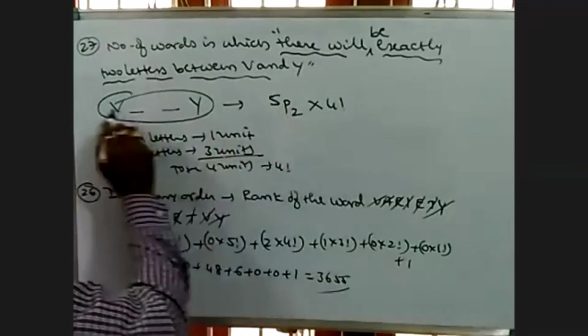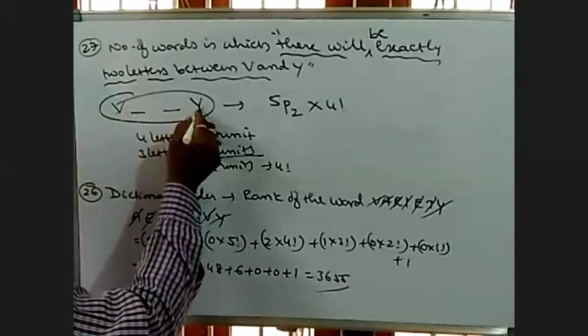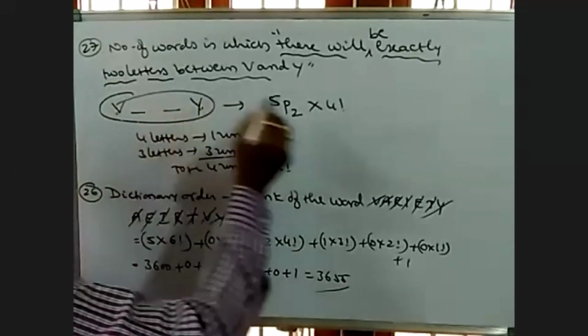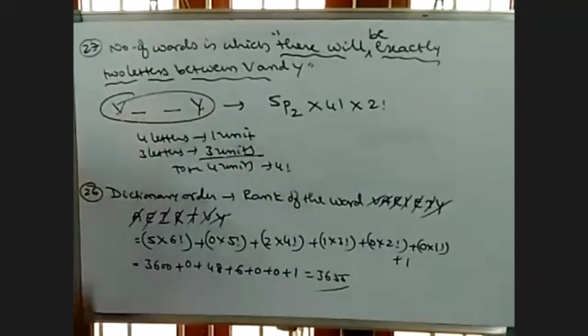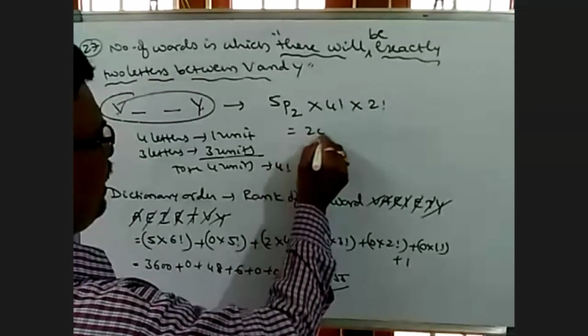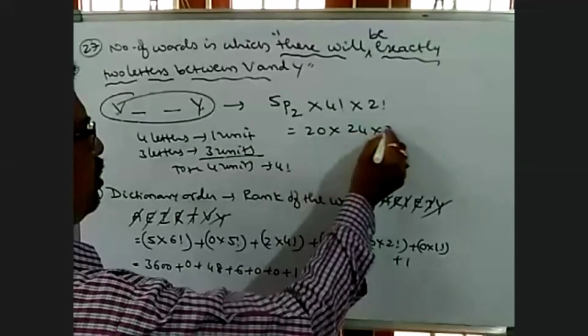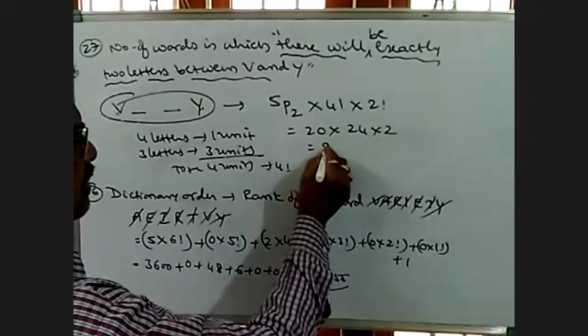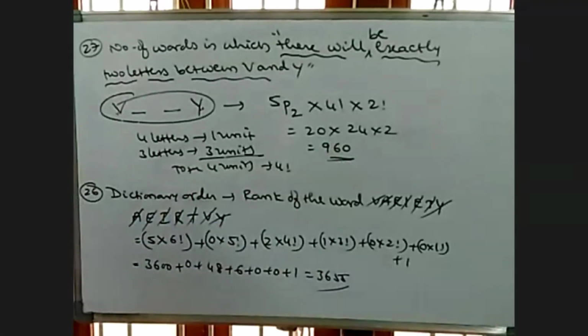And also, V and Y can be interchanged: V here, Y here, otherwise Y here, V here. That can be done in 2 factorial ways. So V and Y can be rearranged in 2 factorial ways also. That means the final answer is 5P2 into 4 factorial into 2, that is 20 into 24 into 2, which is nothing but 960 words we can form in which there are exactly 2 letters between V and Y.